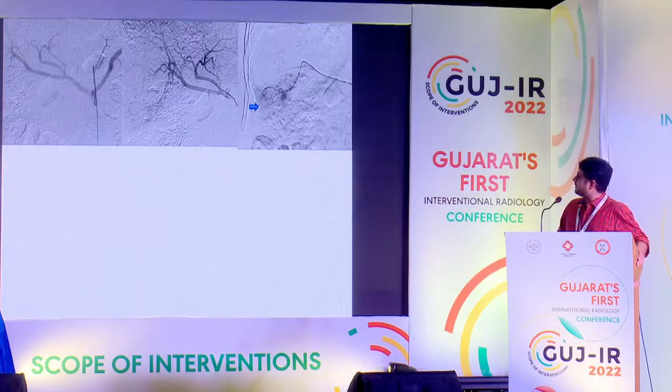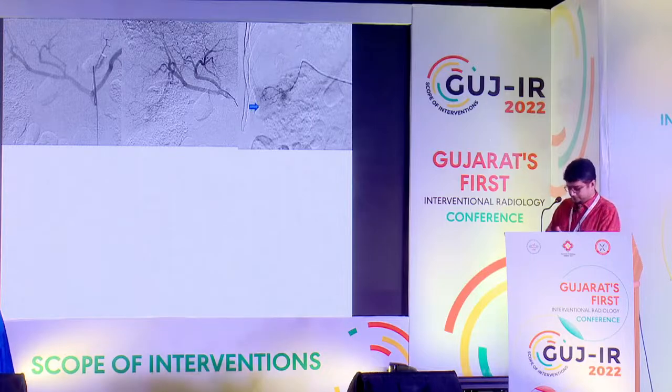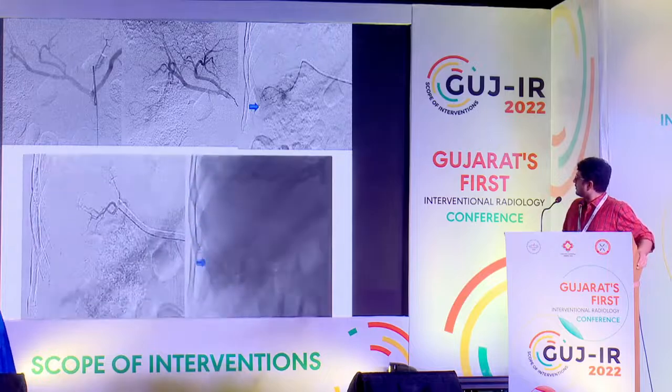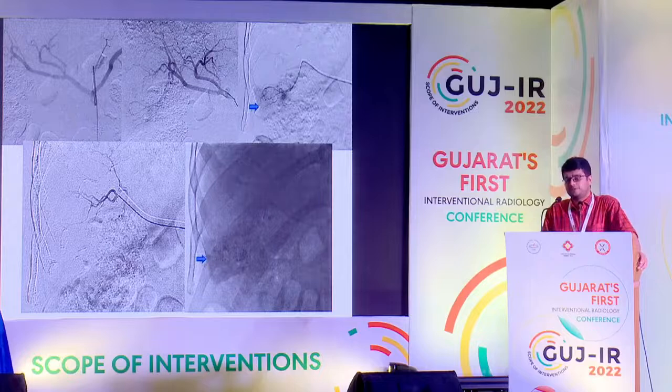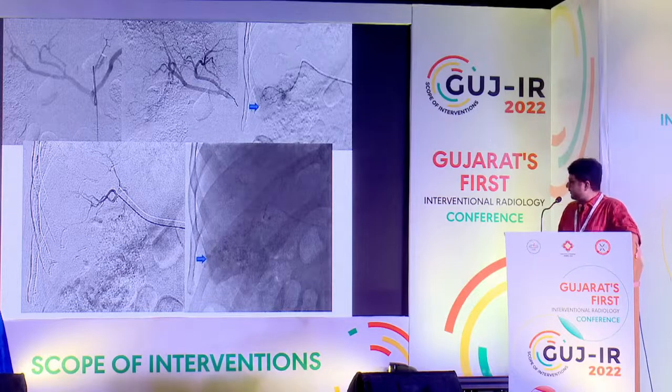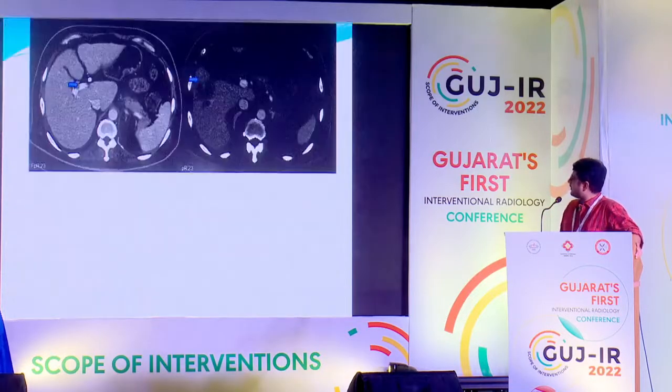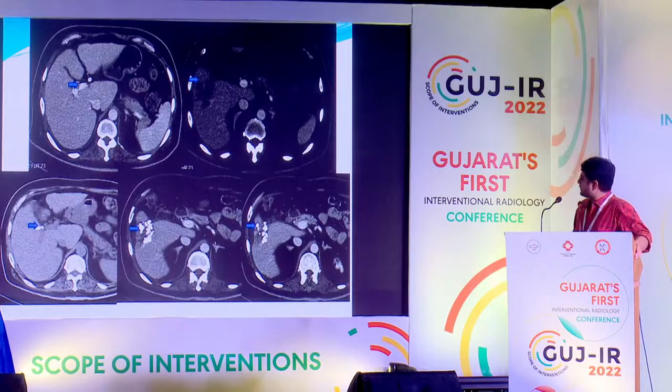This is the angiographic finding, celiac artery, and the arrow shows a hypervascular blush. This is post-embolization, deposition of lipiodol in the tumor. So good deposition of lipiodol cast in the tumor. This is a pre-procedure CT showing tumor thrombus and the tumor. And this is post-procedure lipiodol deposition in the tumor. So this is a more or less ideal deposition in the tumor.